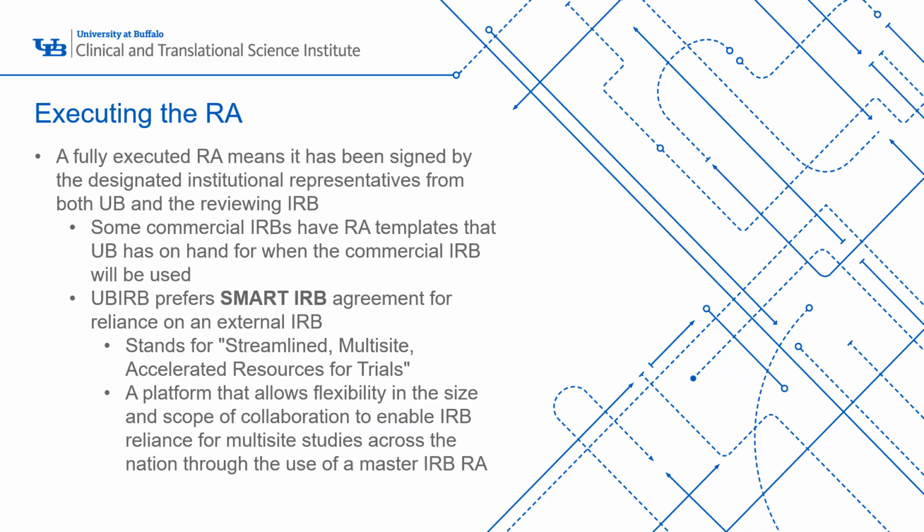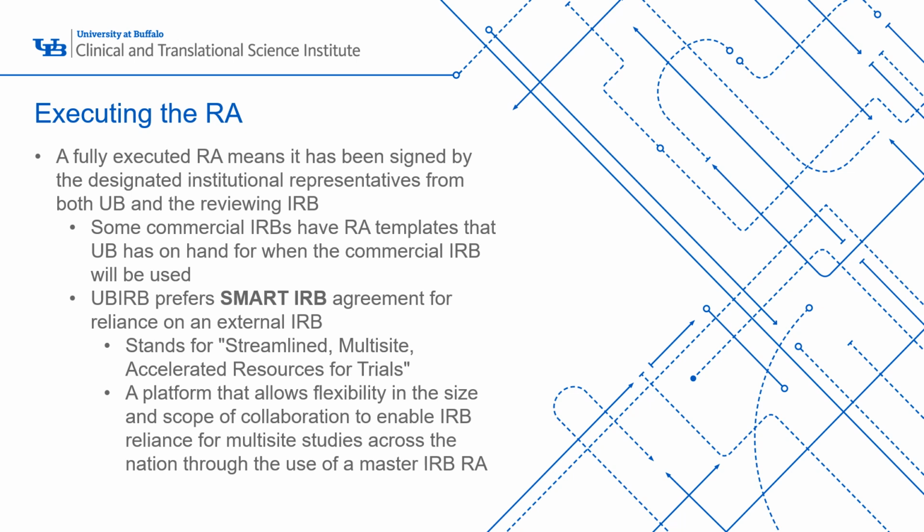A fully executed reliance agreement means that it has been signed by the designated institutional representatives from both UB and the reviewing IRB. Some commercial IRBs have reliance agreement templates that UB has on hand for when the commercial IRB will be used. Two such examples are Advarra and the Western IRB, otherwise known as the Western Copernicus Group IRB or WCG IRB. This means that you will not have to complete new templates every time, and these will be provided for you.